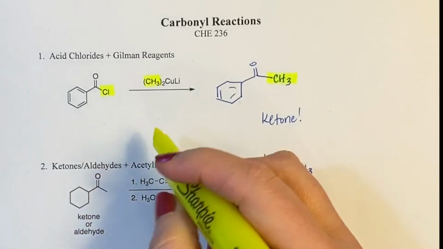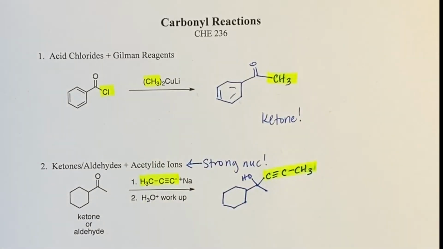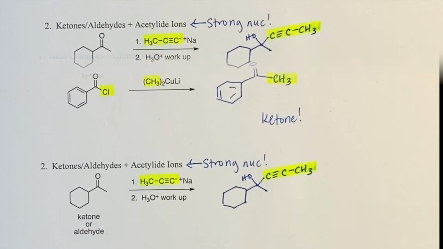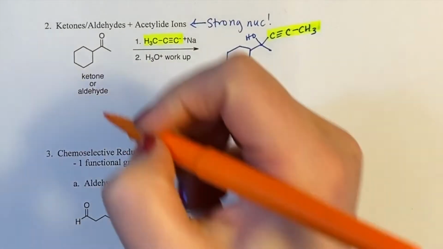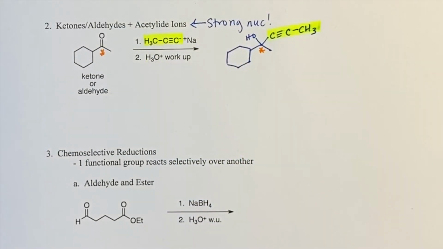Where my acetylide ion forms a carbon-carbon bond with the carbonyl of my original ketone. So that this carbon right there is this carbon right there in my product.